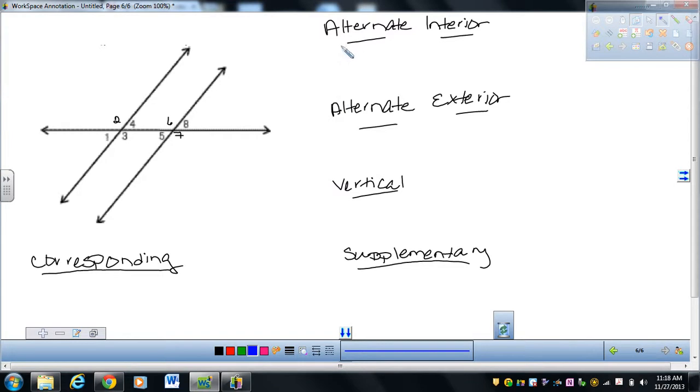Okay, so let's talk about these alternate interiors. We're looking for the pairs. So our alternate interiors are the ones that are in the inside here. And remember, they have to be on the opposite side of this. So we've got 4 and 5 here. And then you've got 6 on this side and 3 on that side. And those are our pairs.